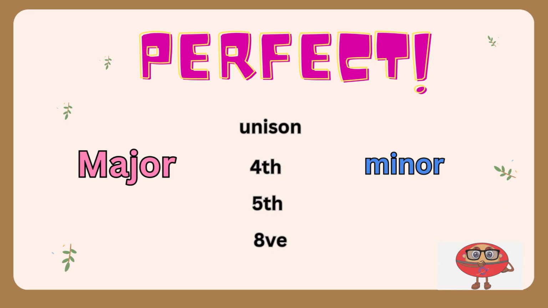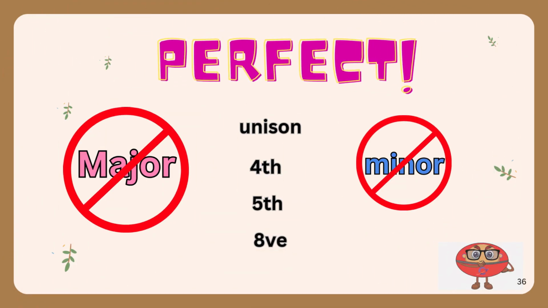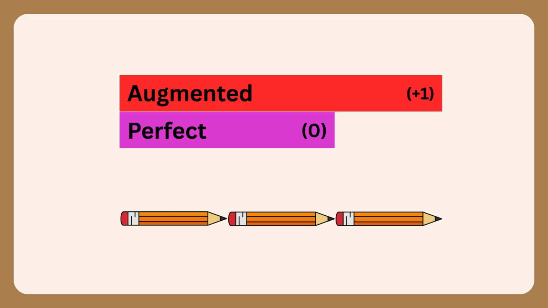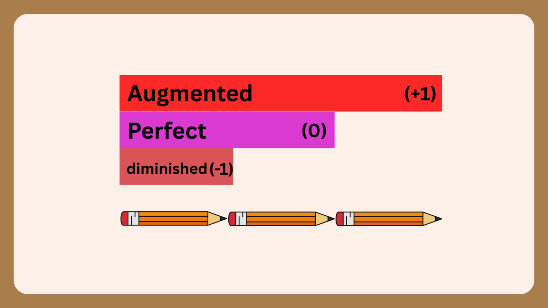For perfect intervals, unison, fourth, fifth, and octave, there is no major or minor. Perfect plus 1 semitone equals augmented. Perfect minus 1 semitone equals diminished.